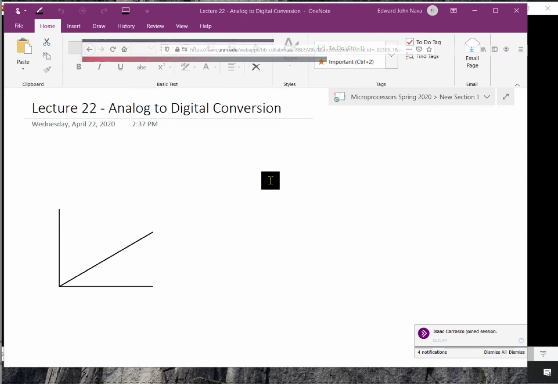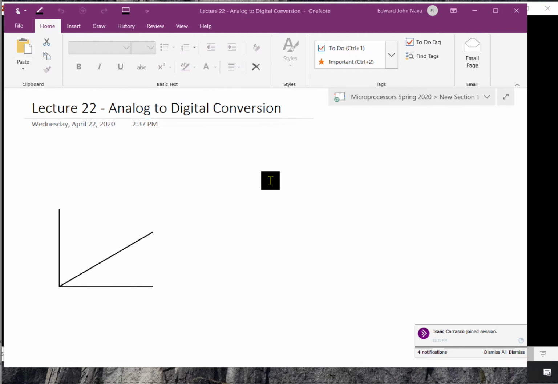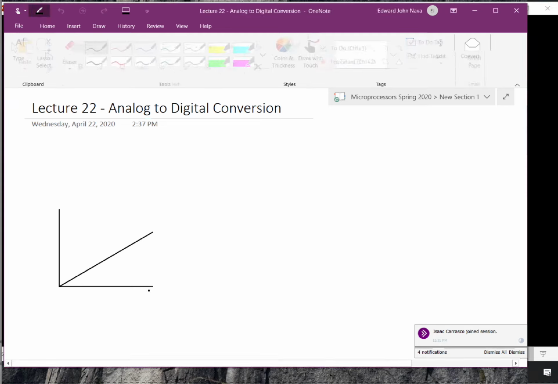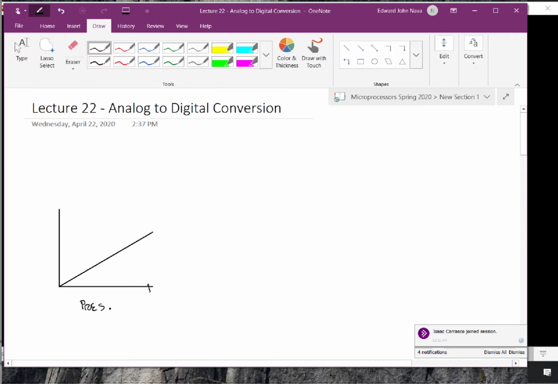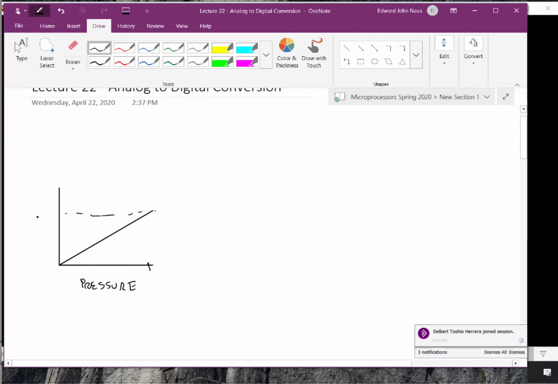So for example, if I have a sensor, I may have some behavior where I'm measuring maybe pressure. And so this would be pressure. And my output of my sensor will be some DC voltage. So this might be, let's say, if I can draw this, 3 volts, and let's say my max pressure is 100 psi. So this is a relationship I have with my sensor.